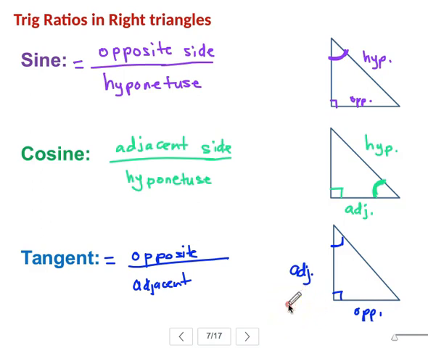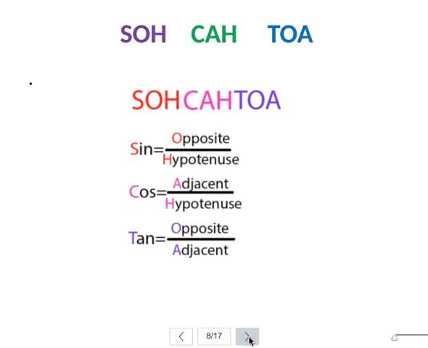So you might be wondering, how can I remember this? Well, there's a mnemonic we can use to remember these three ratios, and that is SOH CAH TOA. So if you look here, SOH represents sine. So we've got sine equals opposite over hypotenuse. There's the SOH. We use the first three letters to remember sine. SOH is sine, opposite over hypotenuse.